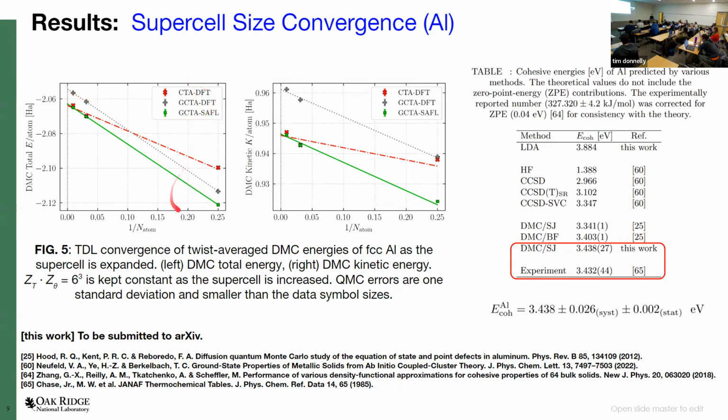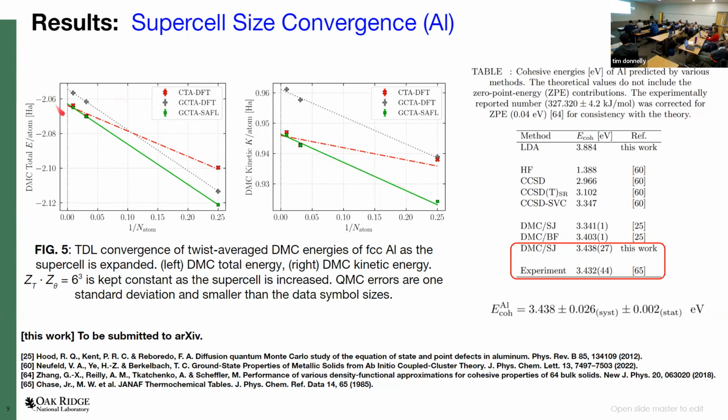CTA and the new GCTA go to roughly the same value, but if you look at the red curve, there's a big change of slope as you go from the small cell to the larger cells. Whereas with the new GCTA, it's a very nice line, and even with the smallest cell, you have a consistent slope as with the larger supercells. And also, if you look at the energy components such as the kinetic energy, it's not as perfect as the total energy, but again, you have a much nicer linear extrapolation with the GCTA method.